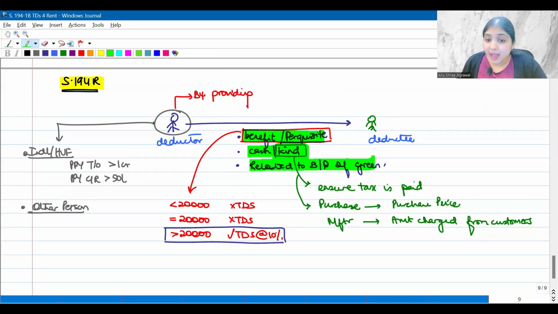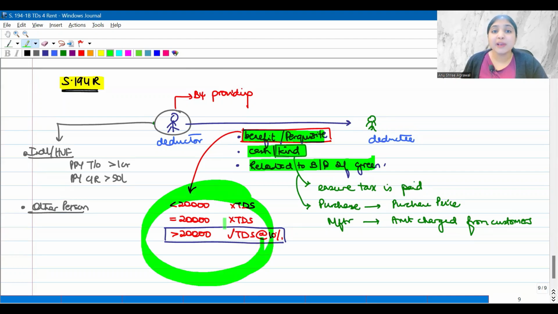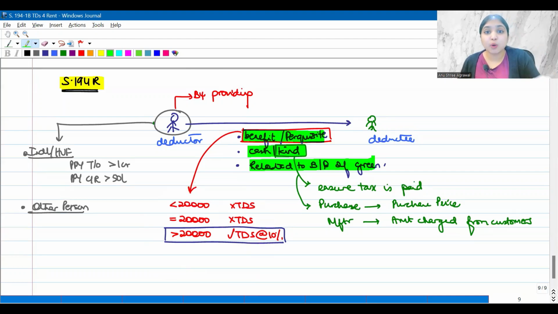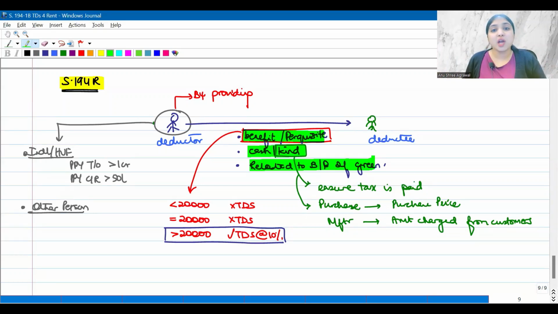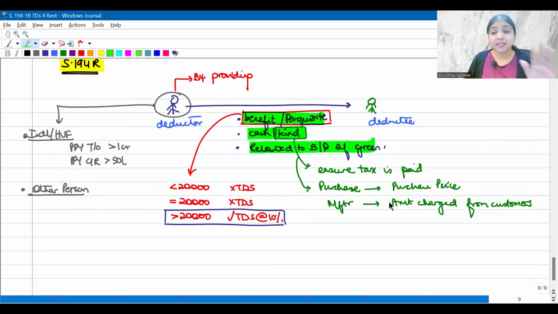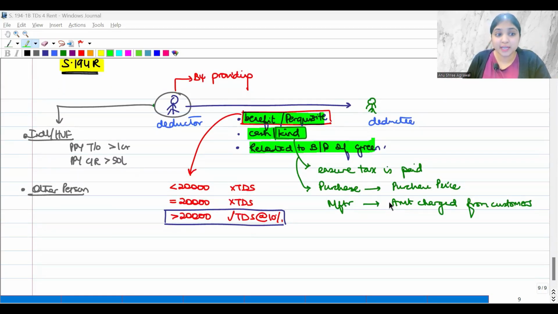And if the benefit happens to be in kind, then how will we find the value, whether it is less than 20,000 or more than 20,000? It all depends upon whether this person has purchased the gold coin from the market or has himself manufactured it. If he has purchased it, we will see what is the purchase price. If he has himself manufactured it, then we will see, had he sold it to his customers, how much amount he would have charged from the customers. That is the value that we will consider. This is the initial part of section 194R.